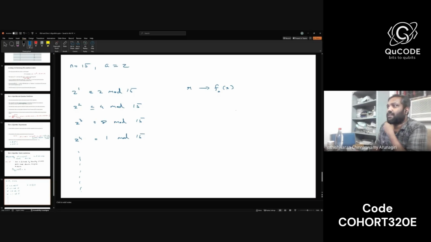Okay, so essentially I will have ket r and ket 0, and I will have U_f, which will give me ket r and ket f_a of r. So this is the bit oracle implementation.